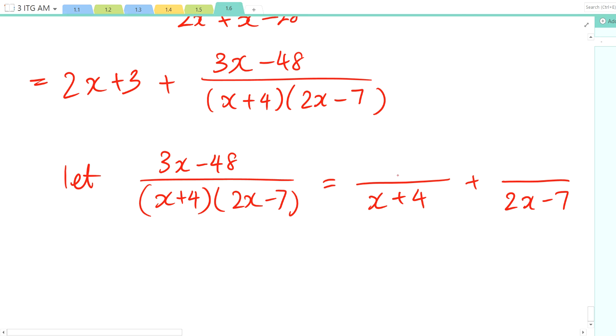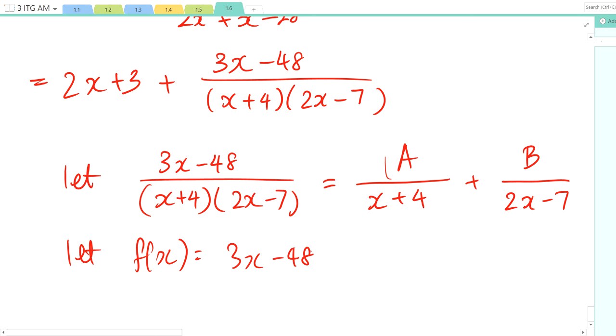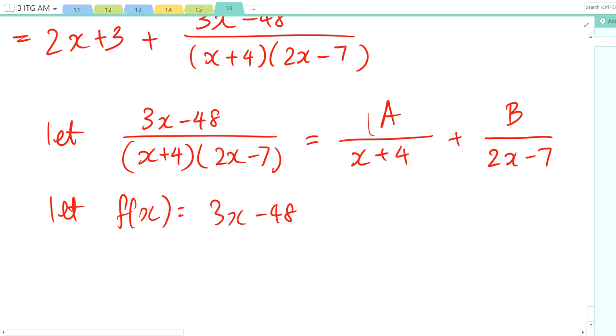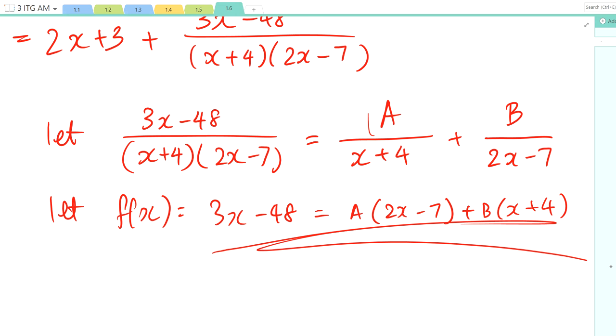So in the numerator, what do we have over here? A. And the other one? B. Can solve by yourself? So next, let f(x) be equal to 3x minus 48. Okay? And this will be equal to A multiplied by 2x minus 7 plus B times x plus 4. Now, this is relatively easy, isn't it? That's all for case number 4. And that concludes our partial fractions topic.